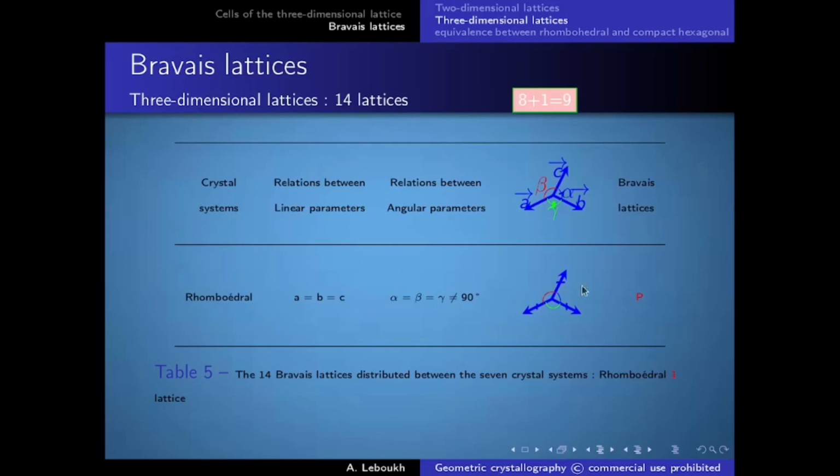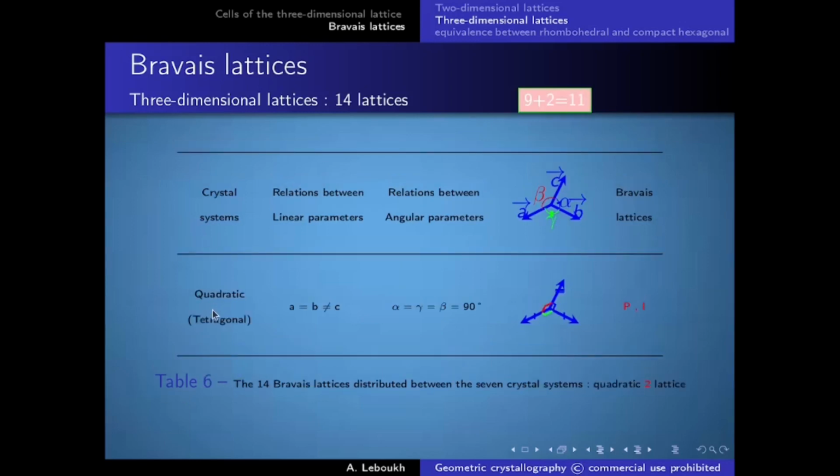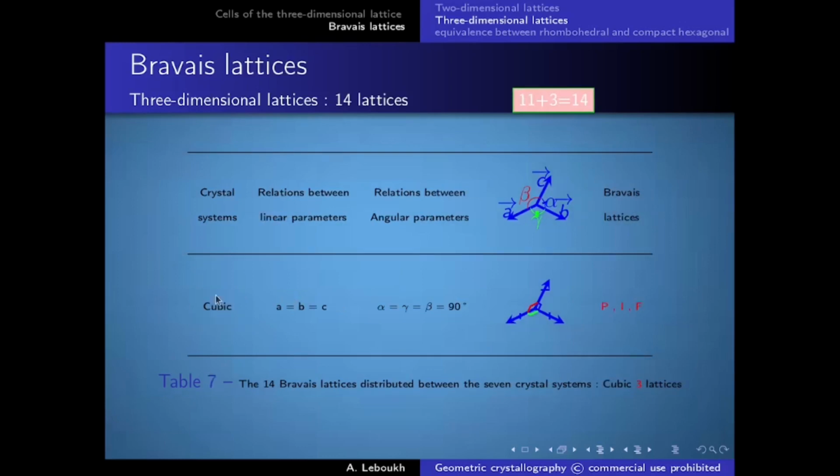For the rhomboidal, we have also one Bravais lattice, 9 until now. For the quadratic or tetragonal, we have two Bravais lattices, P and I, 9 plus 2, 11. For a cubic system, we have this condition, and we have three Bravais lattices, P, I, F. And we have totally 14 Bravais lattices.